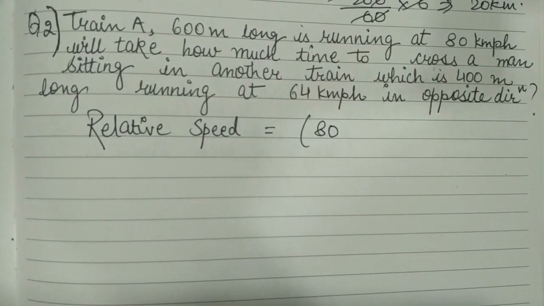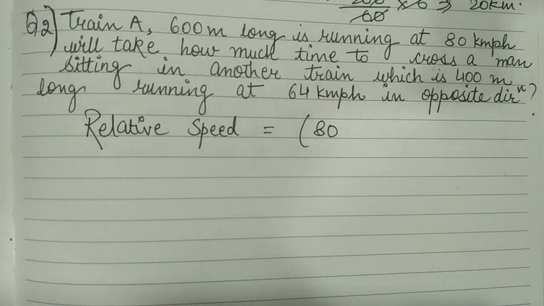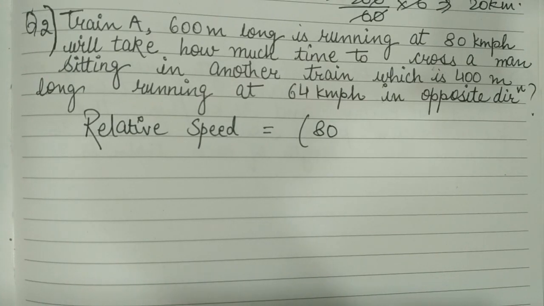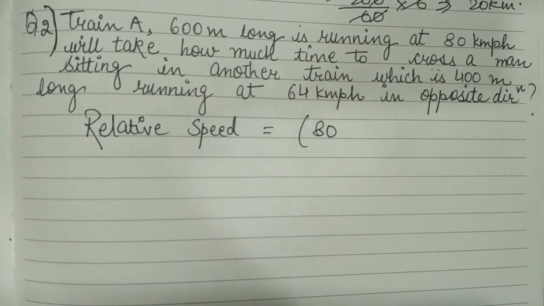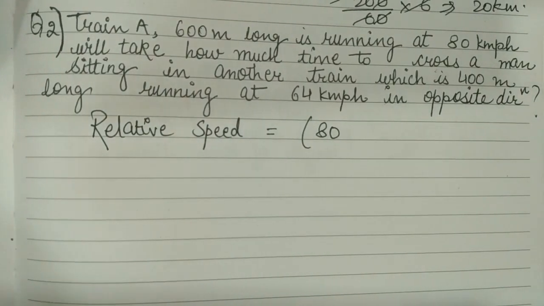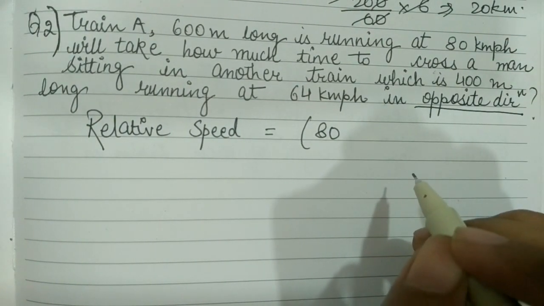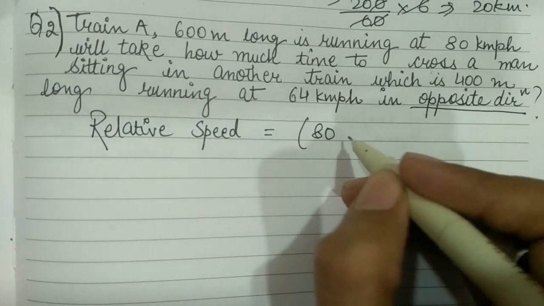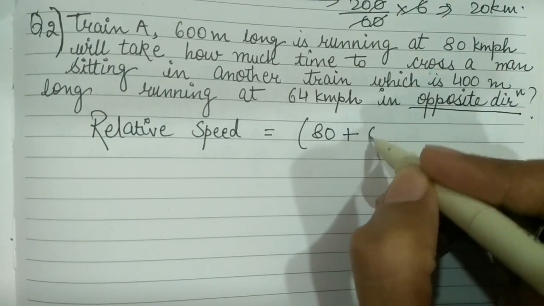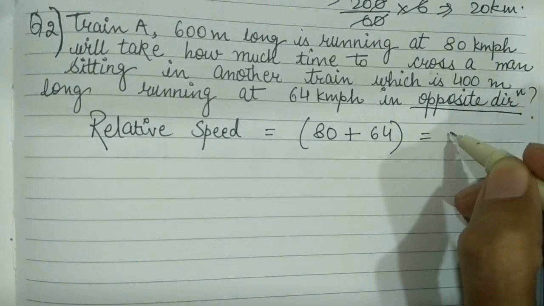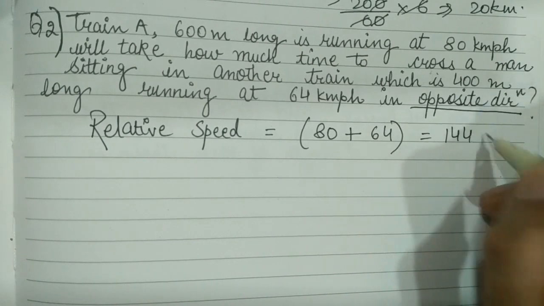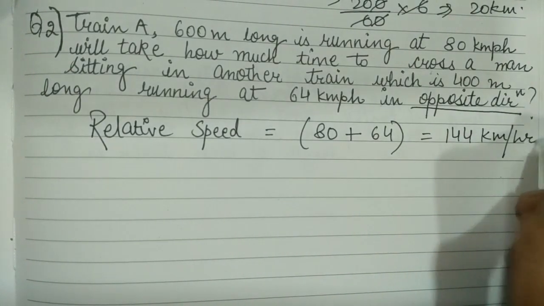In question number 2, train A 600 meter long is running at 80 km per hour. How much time will it take to cross a man sitting in another train which is 400 meter long running at 64 km per hour in opposite direction? The first thing to note here is the trains are running in opposite direction. So relative speed will be calculated by addition. So the relative speed will be 80 plus 64. So our relative speed will become 144 km per hour.